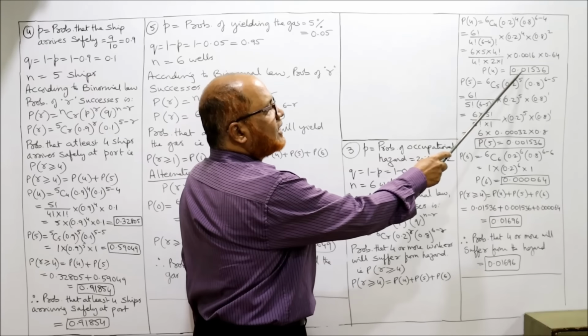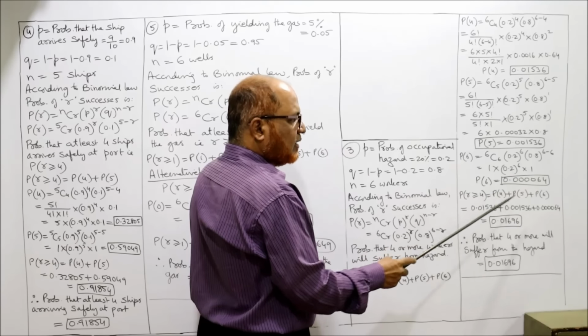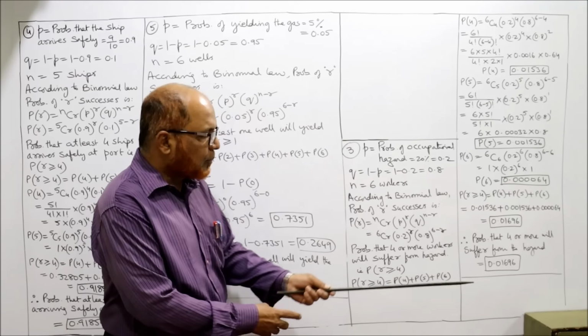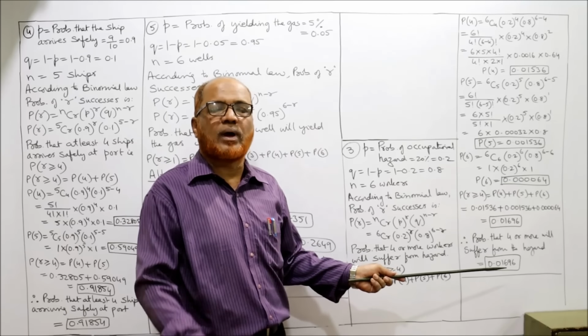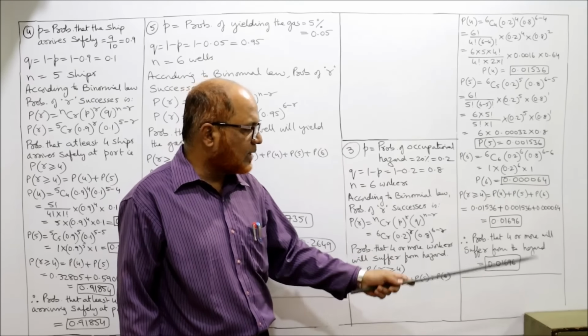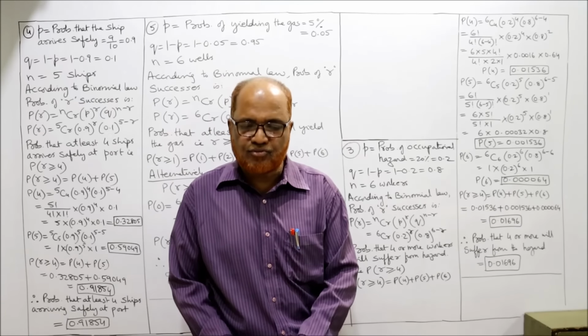P of 4 here, 0.01536. P of 5 we got it here. P of 6 we got it here. Multiply all three, 0.01696. So therefore the probability that 4 or more workers will suffer from the hazard is 0.01696. That's it. This is problem number 3.